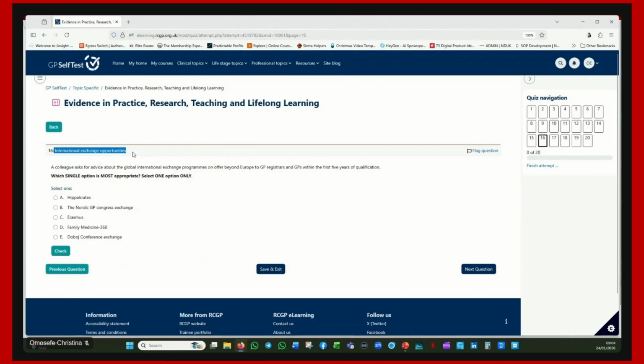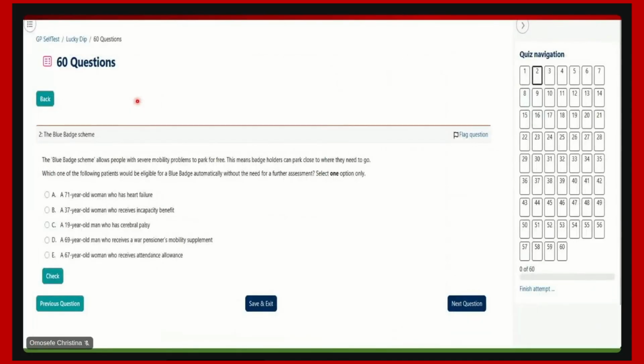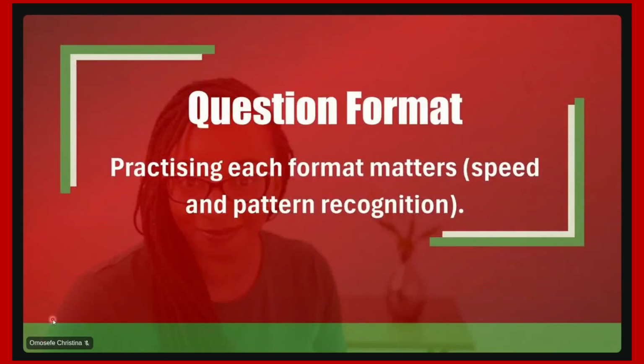And now we're talking about international exchange opportunities, same way. And then you just keep clicking, answer your questions, click, and keep moving on. So please go and look in your GP self-test if you've never done, because you are going to start preparing for your exams, everybody. So you need to familiarize yourself.